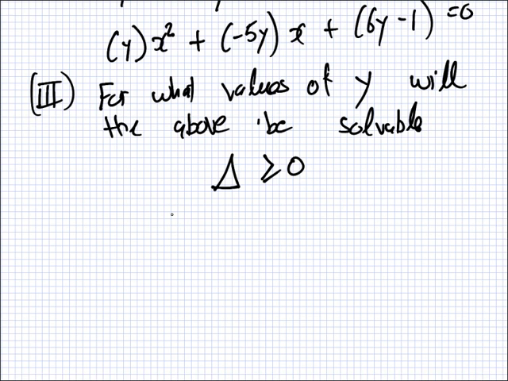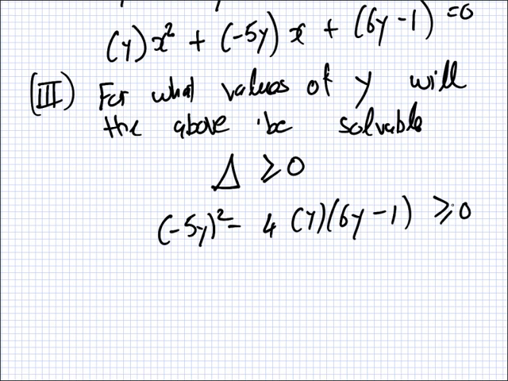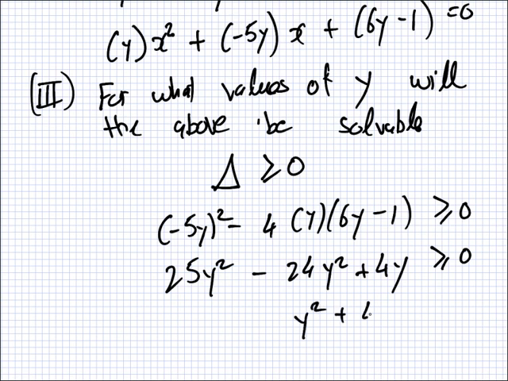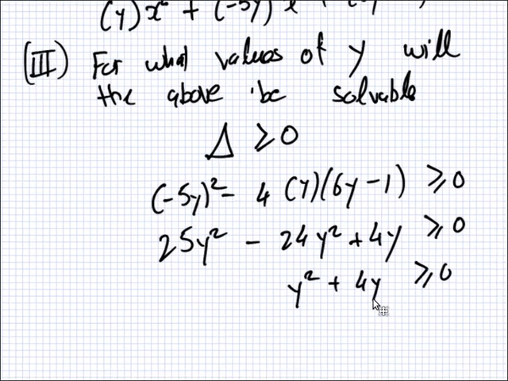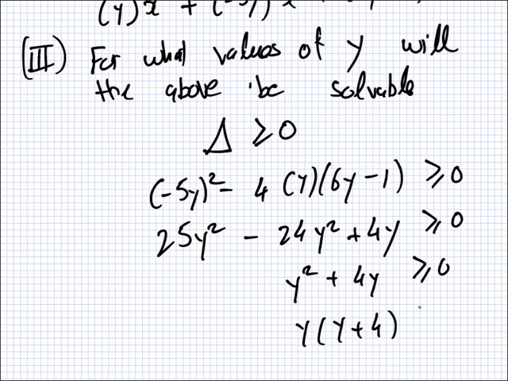So that means b squared minus 4ac needs to be positive. Okay? That's 25y squared minus 4 times y times 6y, which is 24y squared. And then minus a minus is plus 4y, greater than or equal to 0. Have I done that right? Yeah. So that's y squared plus 4y greater than or equal to 0. That's y times (y plus 4) greater than or equal to 0.